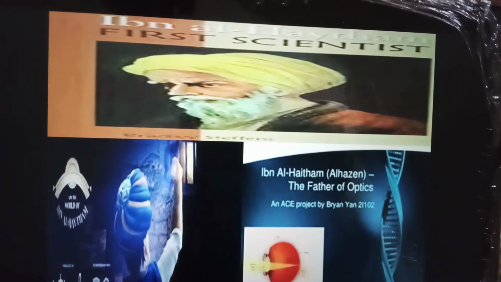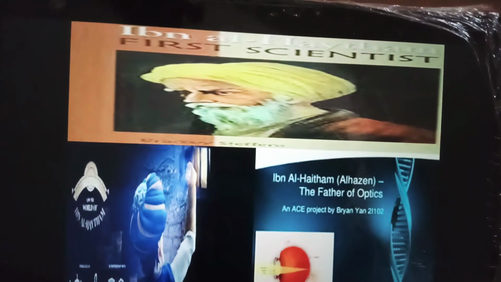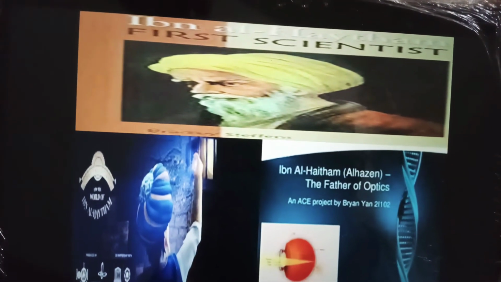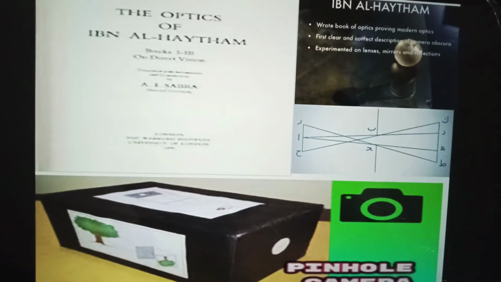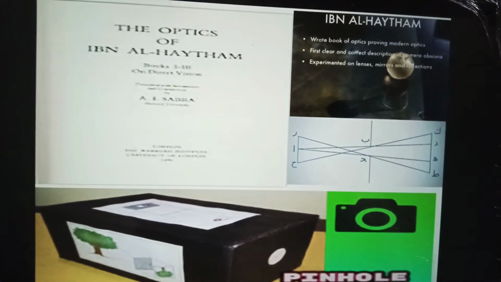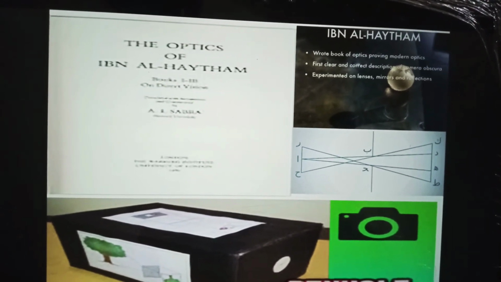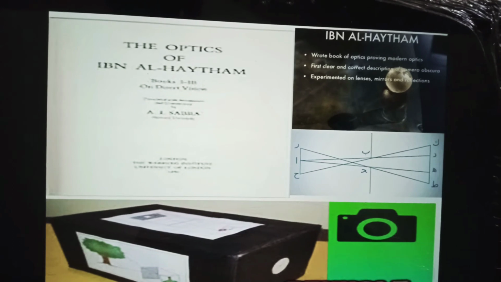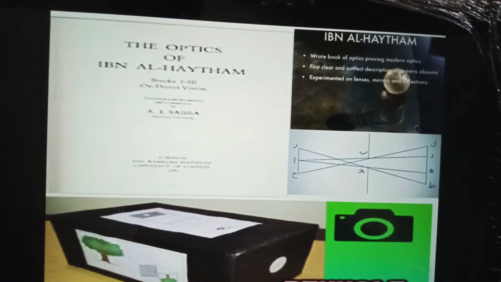The next scientist is Ibn al-Haytham. An Arab scientist, he made significant contributions to the principles of the eye and vision. He is regarded as the father of optics, and he studied the behavior of light. His Book of Optics correctly explained and proved the modern theory of vision. He discussed the topics of medicine and eye surgery in his book.